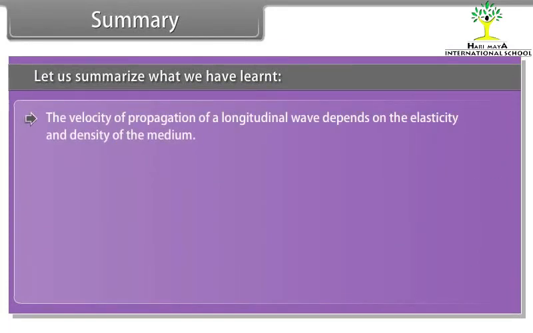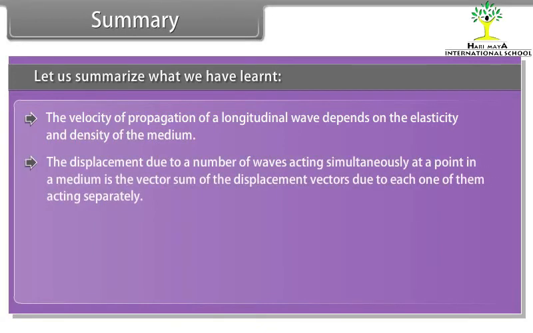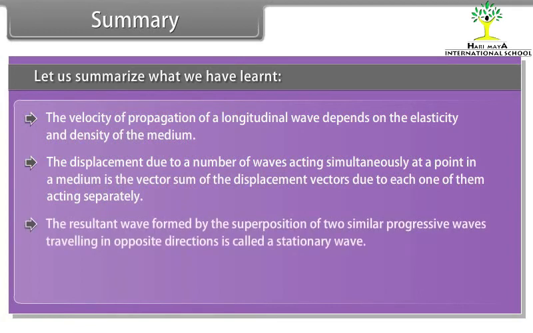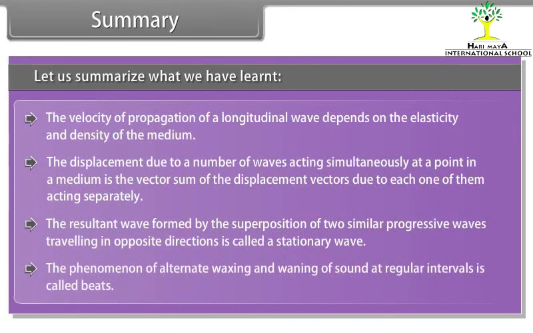The velocity of propagation of a longitudinal wave depends on the elasticity and density of the medium. The displacement due to a number of waves acting simultaneously at a point in a medium is the vector sum of the displacement vectors due to each one of them acting separately. The resultant wave formed by the superposition of two similar progressive waves traveling in opposite directions is called a stationary wave. The phenomenon of alternate waxing and waning of sound at regular intervals is called beats.